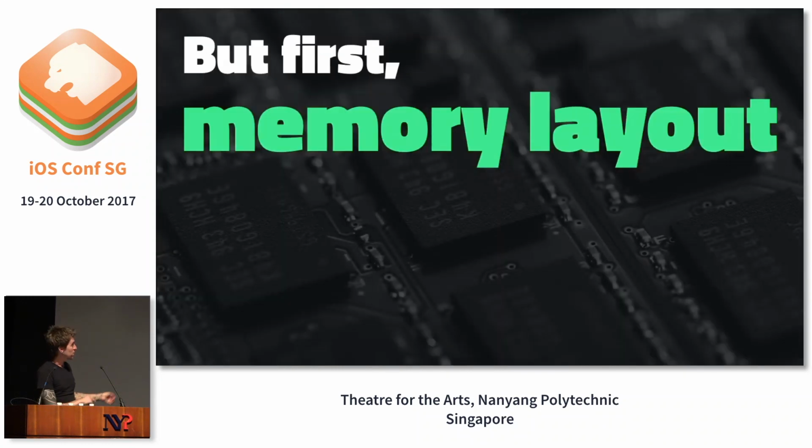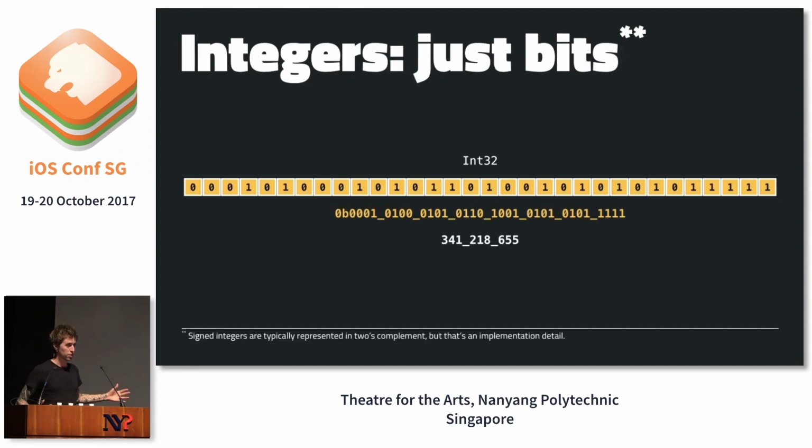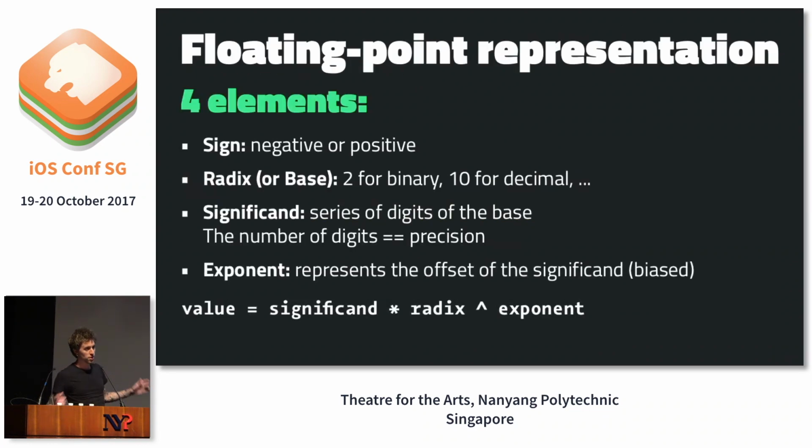But before we do that, we actually need to talk about memory layout because nothing's going to make sense if we don't understand that. So integers are easy. We just take some bits, we shove them in there, and everything works out. Couple caveats. Signed integers are represented in 2's complement, but that's just an implementation detail. All we really need to know is you have some bits, and then we can see the binary representation, we can see the decimal representation of that. It's very straightforward.